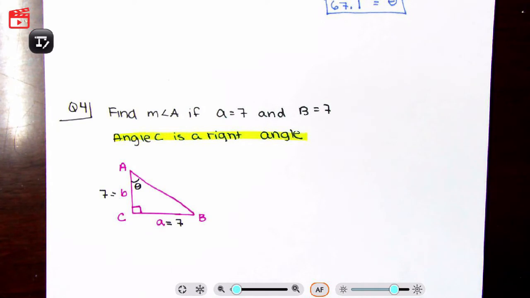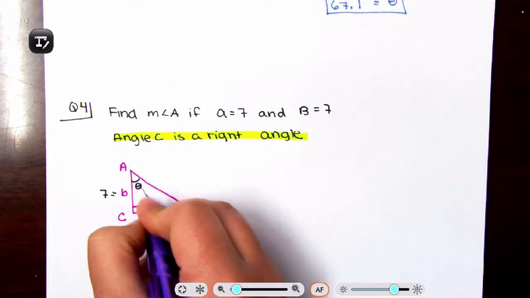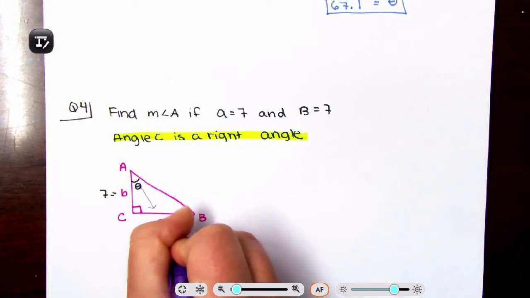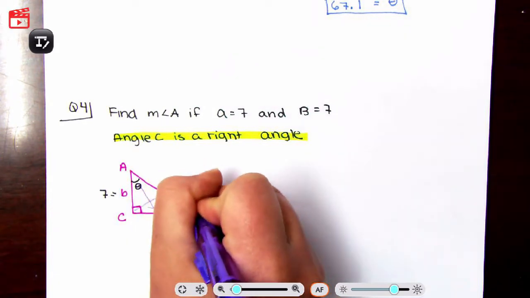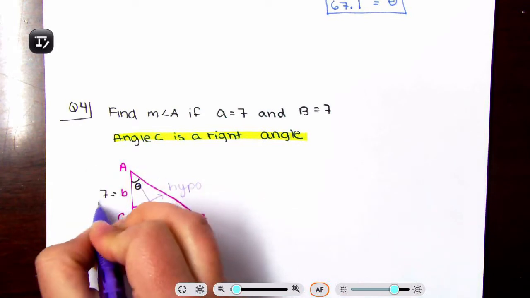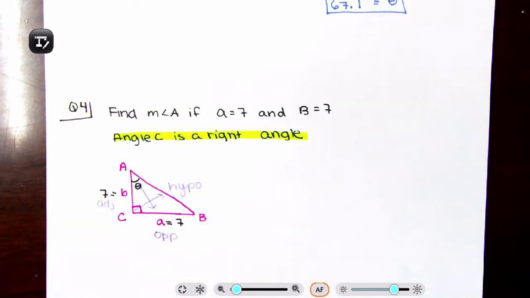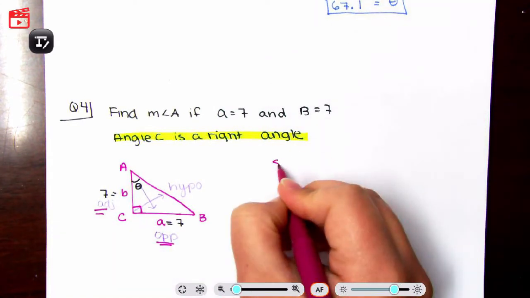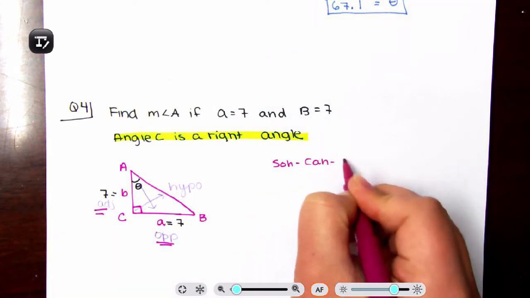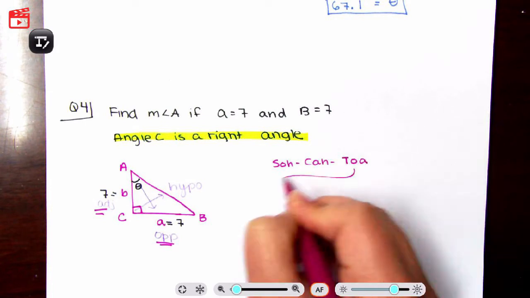So let's see what we have. We have our eyeball here, so this is our opposite. Across the street from 90 degrees, this is our hypotenuse. So that means this is our adjacent. So let's see what we have. We have an opposite, we have an adjacent. So once again, SOHCAHTOA. Opposite and adjacent, we're using tangent again.